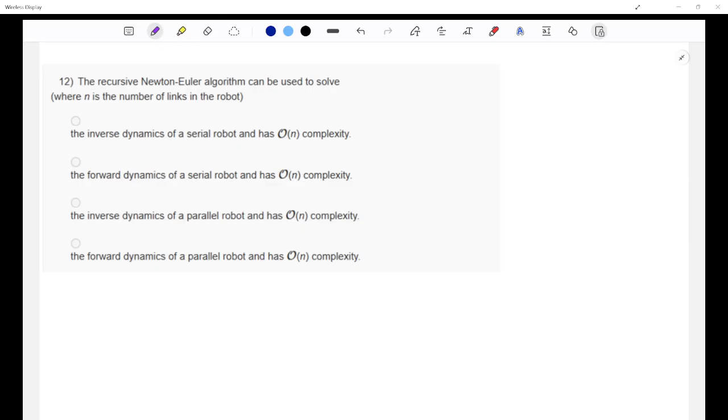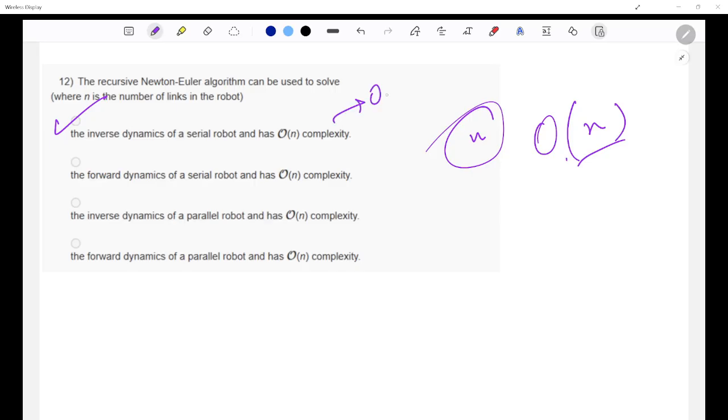So, the algorithm has two passes along the robot links. One is forward recursion, and the second is backward recursion. All of these are happening. So, my point is complexity is only due to the number of links. If the number of links is n, the order of complexity is n, that is for sure. The first option is the inverse dynamics of a serial robot has complexity of order of n. So, recursive Newton-Euler algorithm is specifically designed for serial manipulators and inverse dynamics. So, this is correct. And it runs in linear time, which is order of n.